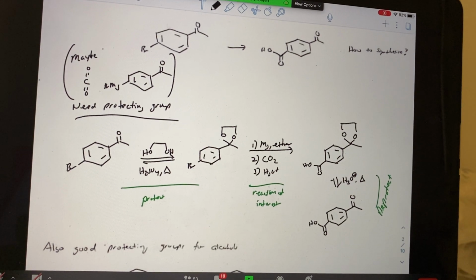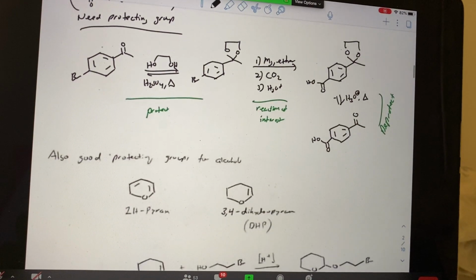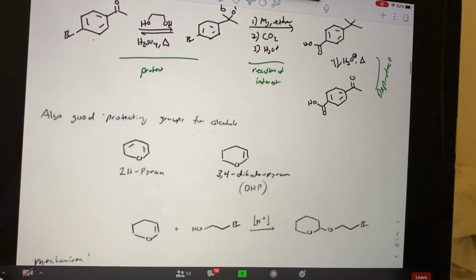Okay. So these acetals are actually also good protecting groups for alcohols.